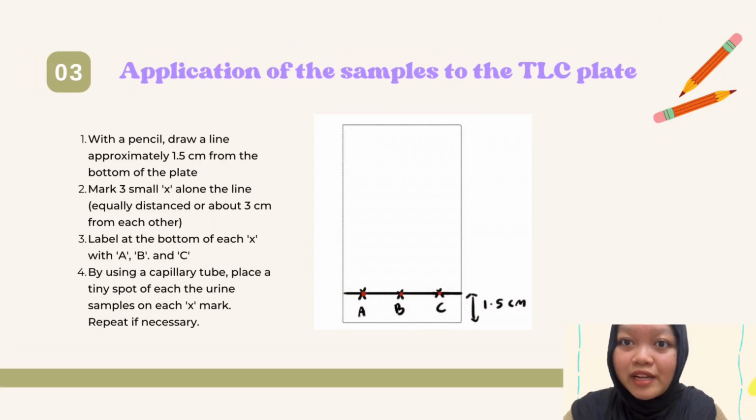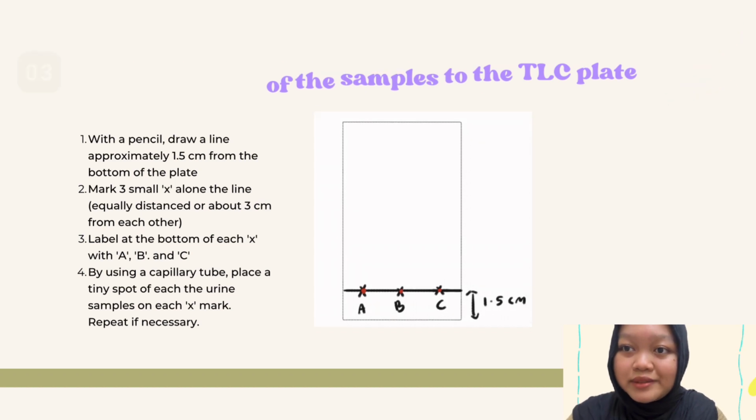Now, we will look at how we apply the samples to the TLC plate. Firstly, by using a pencil, a line will be drawn at the bottom of the plate. Then, mark 3 small X's along the line. We make sure that they are distanced equally. And then label A, B, and C at the bottom of each of the X's. By using a capillary tube, we place a tiny spot of each of the urine samples on each X mark.